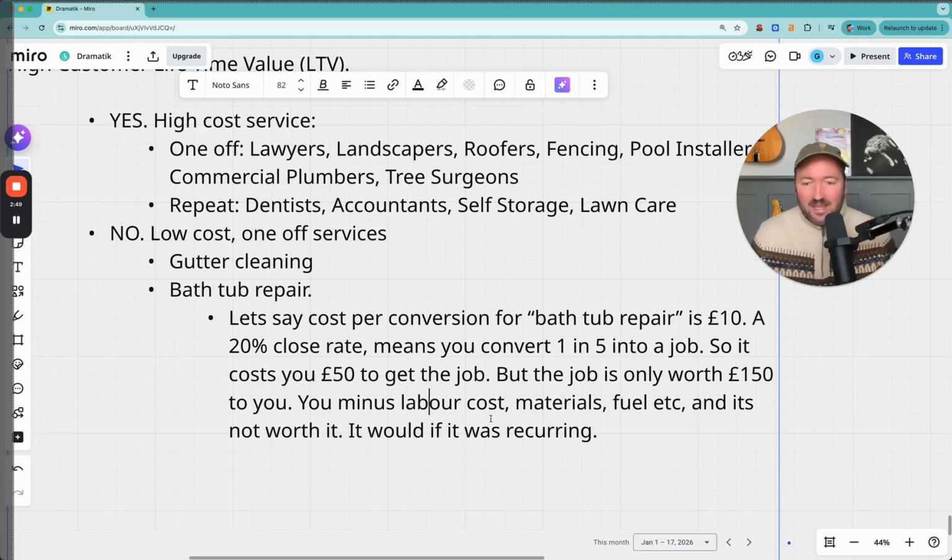Now, it would be worth it if that £150 was a recurring figure, maybe every month or frequently, because then it'd be totally worth it. But it's not worth spending £50 potentially for a low value job. So that is to be avoided.